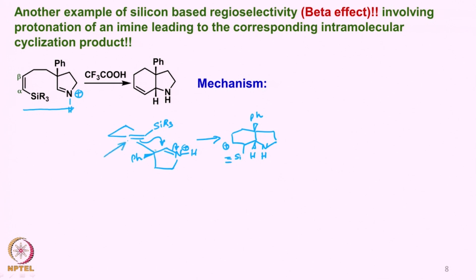The nucleophilic reaction takes place onto the carbon where the silicon is attached, and therefore this hydrogen of course is pointing upward, and therefore this is the beta configuration. Phenyl is anyway pointing upward, so it is beta configuration. So this is how the product forms.